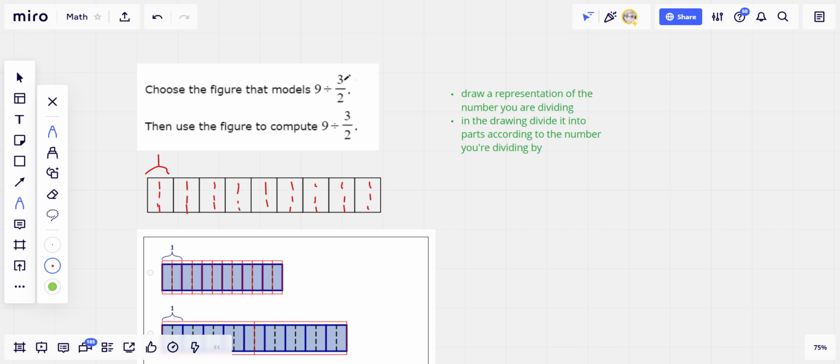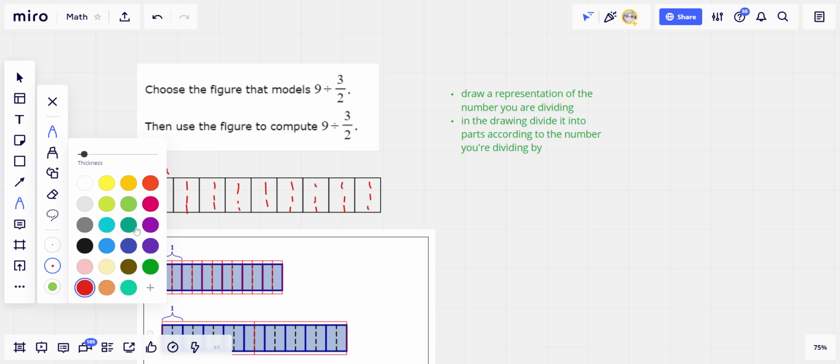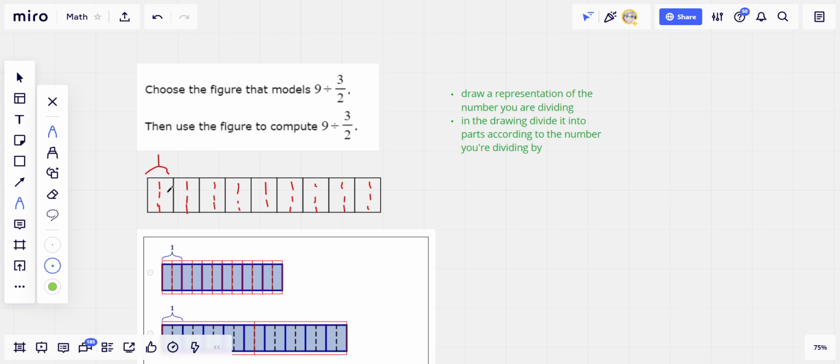But we want chunks of 3 halves. I'm going to switch colors here. Chunks of 3 halves. So 1 half, 2 halves, 3 halves would be like that. So there's one of them. Let's do 3 more, and then 3 more, and then 3 more, and then 3 more, and then 3 more. Oh, it comes out evenly, so there's no remainder.